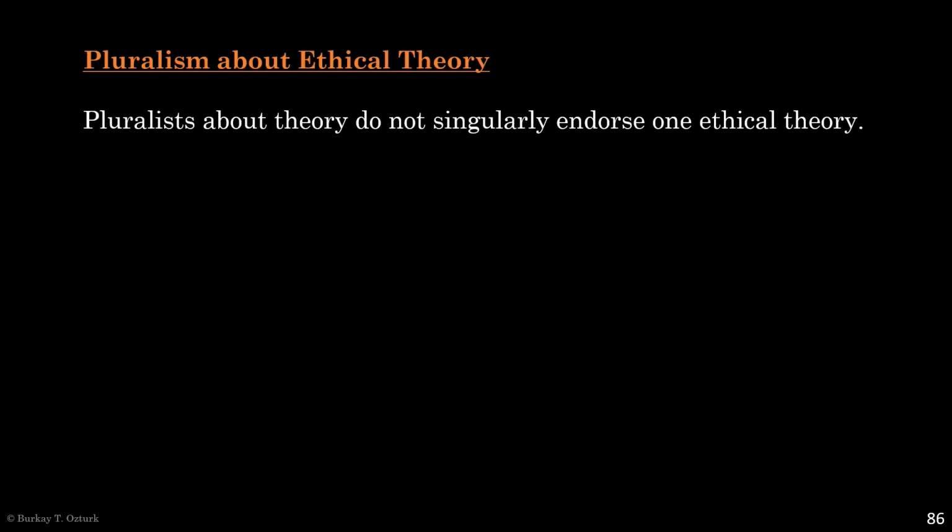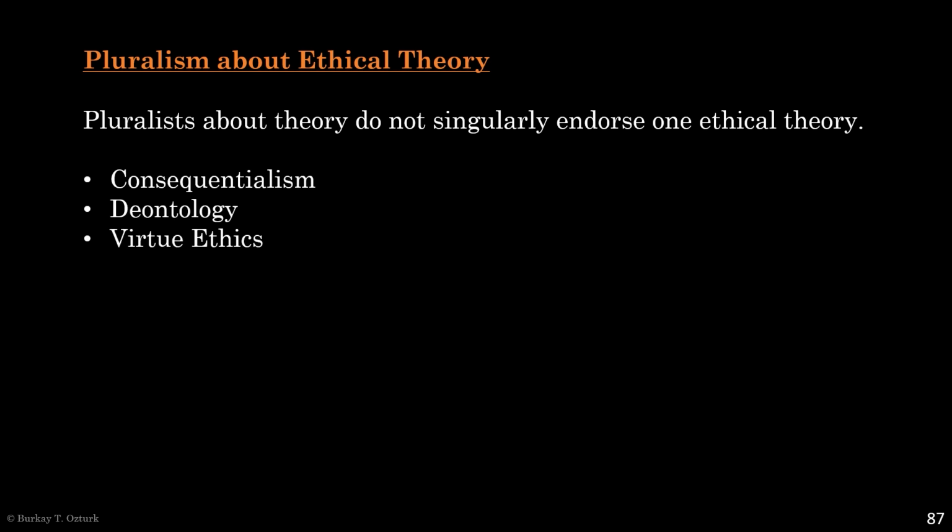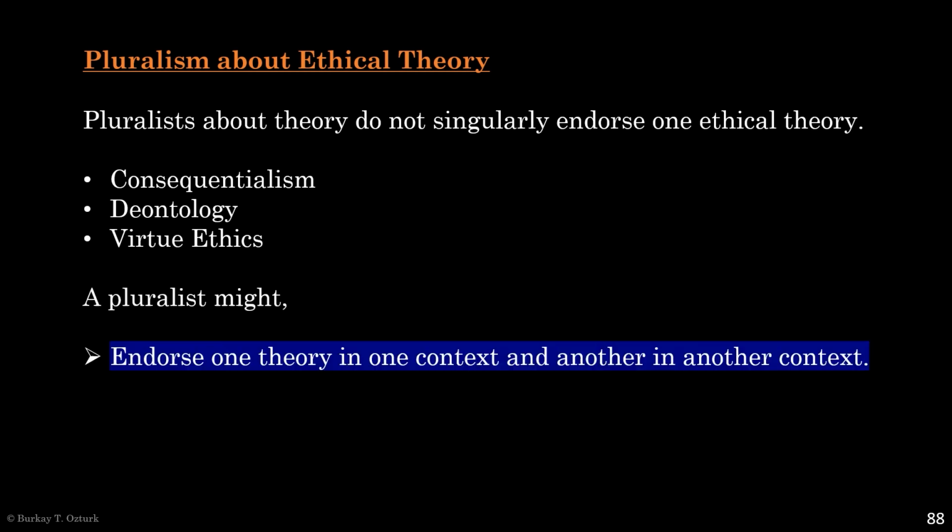You could also be a pluralist about ethical theories. Remember, there are three influential ethical theories. A pluralist might endorse one theory in one context and another in another context. For instance, one might be a deontologist about actions that affect humans and a consequentialist about actions that affect non-humans.